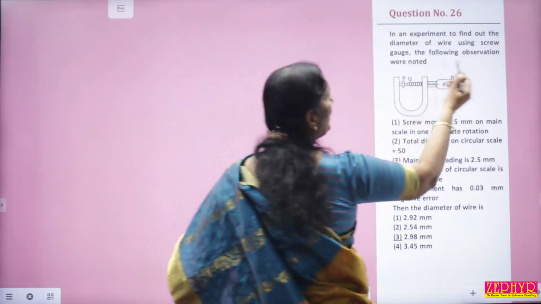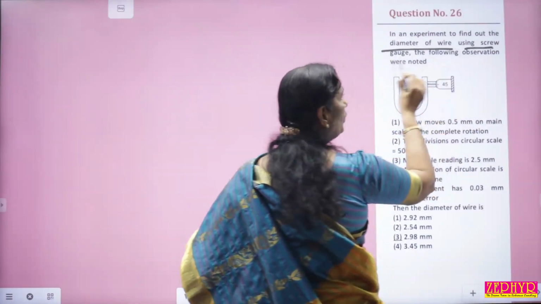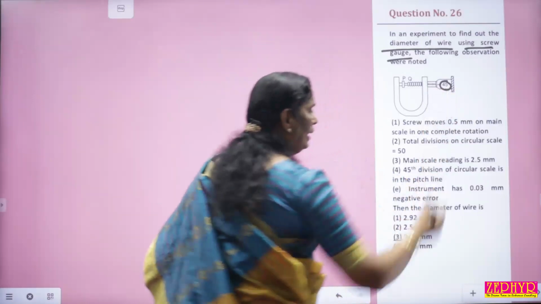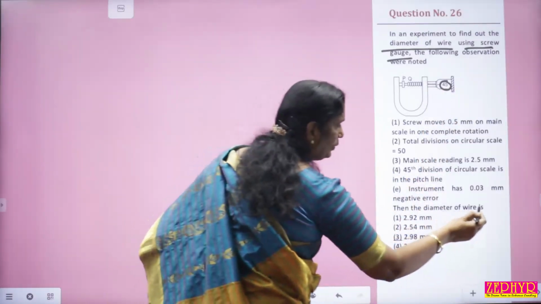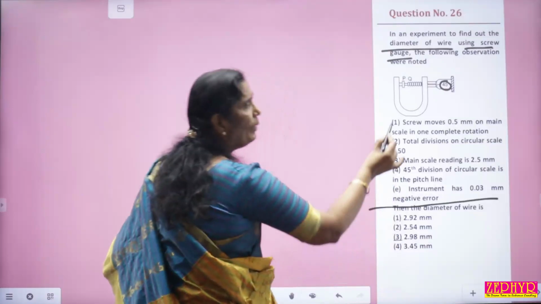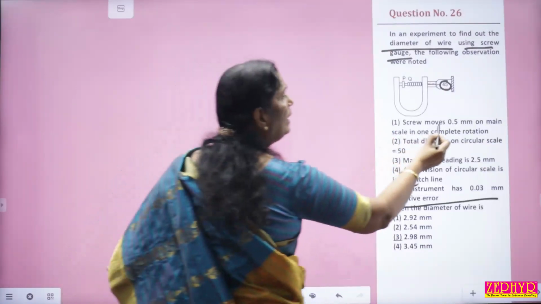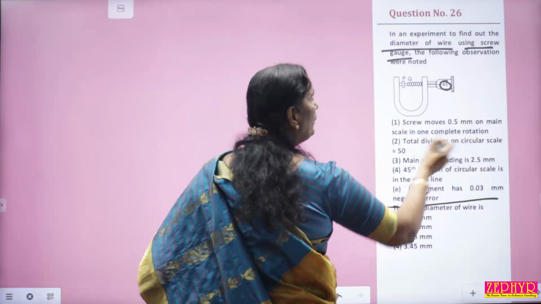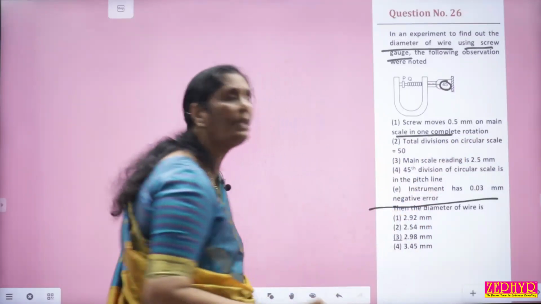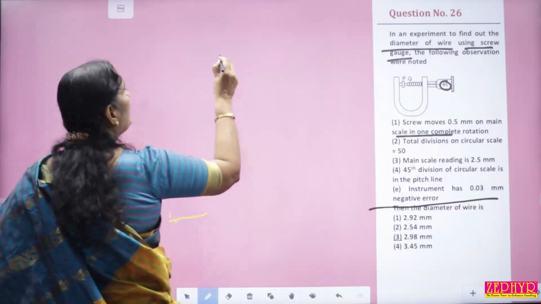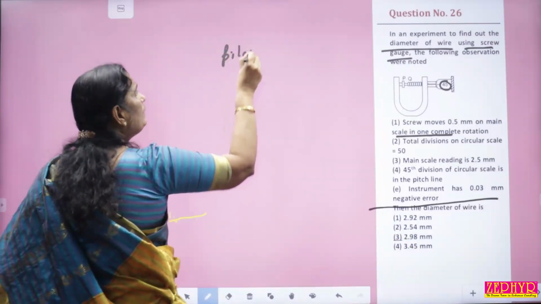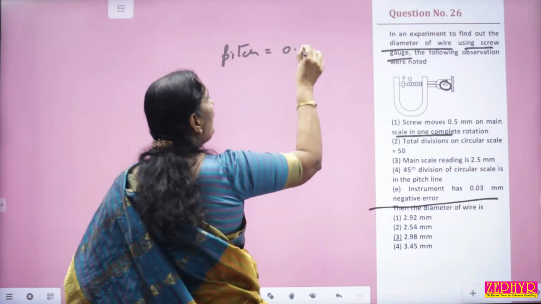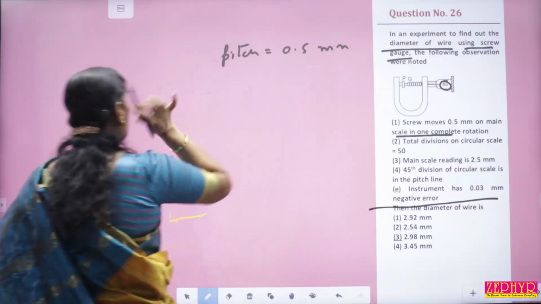In an experiment to find out the diameter of a wire, we are using a screw gauge. He is giving the steps, so from here we have to use the choices one by one. The screw gauge moves 0.5 millimeters on the main scale for one complete rotation. That is the distance travelled by the circular scale on the main scale, which is called pitch. So they have given the pitch. The pitch will be 0.5 millimeters. That is the first step we want.